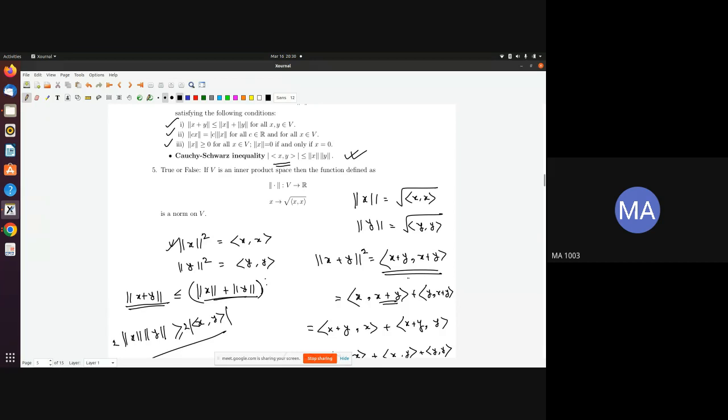Understood what we are doing? Yes, sir. So this is an application of the Cauchy-Schwarz inequality, and using it, we can show the triangle inequality when you use the inner product to define a norm. This is why Cauchy-Schwarz is so important.